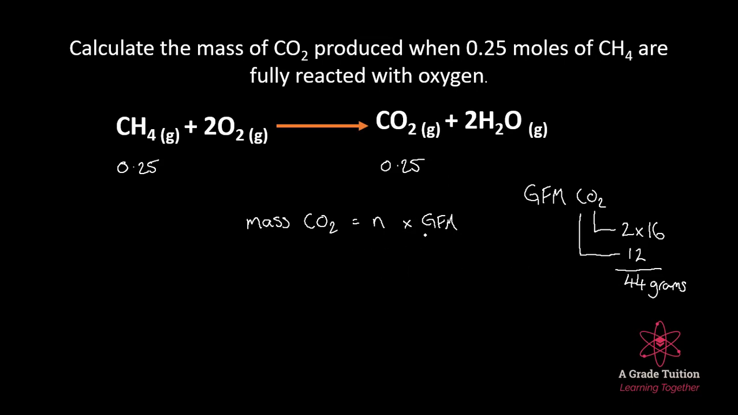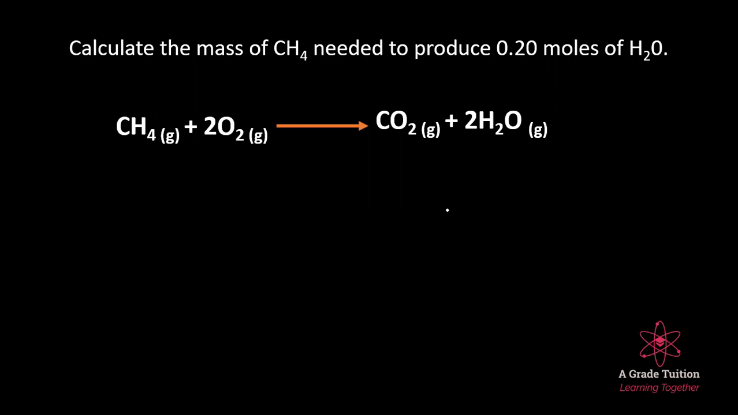So if we go back to this equation here, we can just simply plug that value in. So there's 0.25 moles of carbon dioxide produced from 0.25 moles of methane, so it's 0.25 times 44, which gives 11 grams.